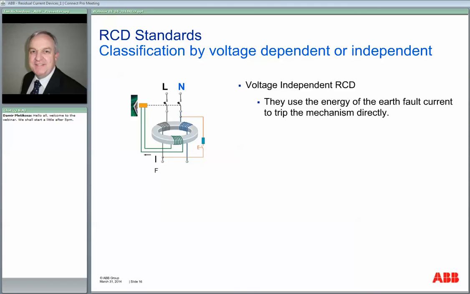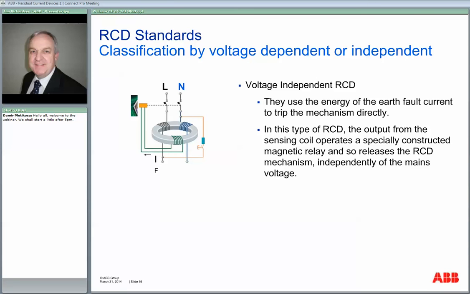These devices are great because they only require the two connections and they use the energy of the earth fault current to actually create the trip. That's why the relay that's internal to the device is extremely sensitive, in the nano amp type region for its operation. So it's a very, very special relay. Certainly the ones for our devices, and we actually sell them to a number of other manufacturers. They're manufactured in Switzerland, so very much a precision device.